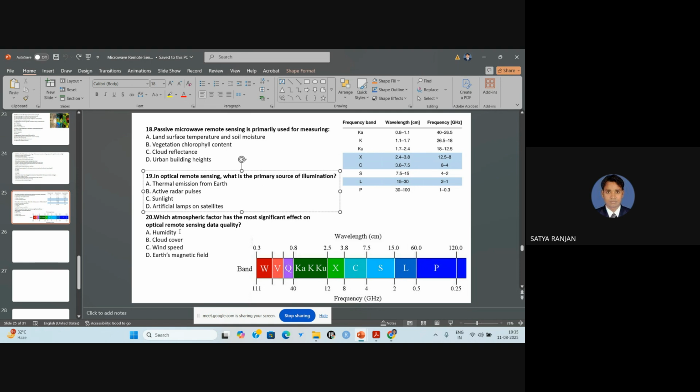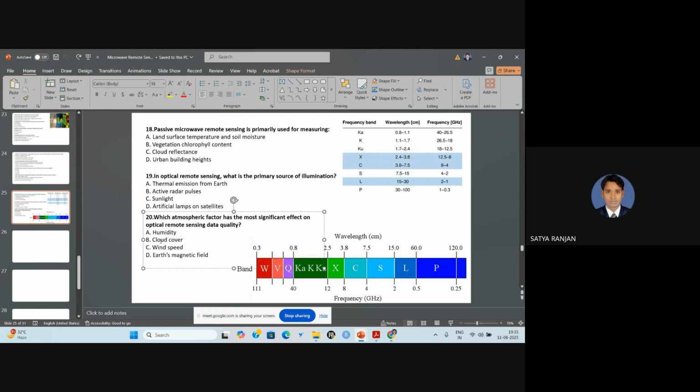Which atmospheric factor has the most significant effect on optical remote sensing data quality? Humidity does not affect optical remote sensing much. Wind speed does not affect it after a particular height. Magnetic field does not affect optical remote sensing so much. So the answer is cloud.